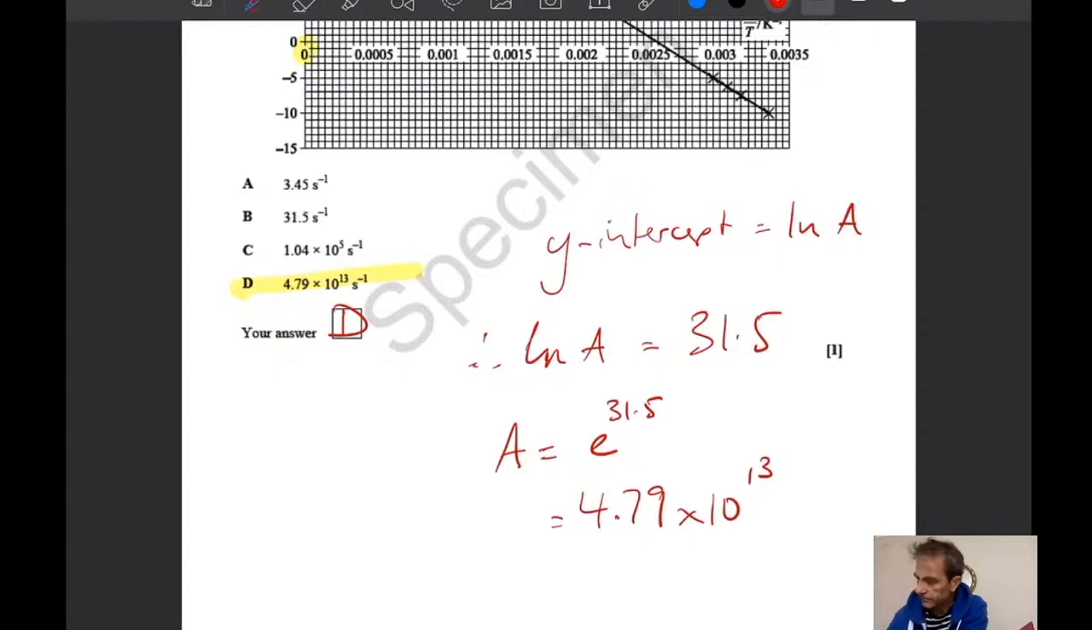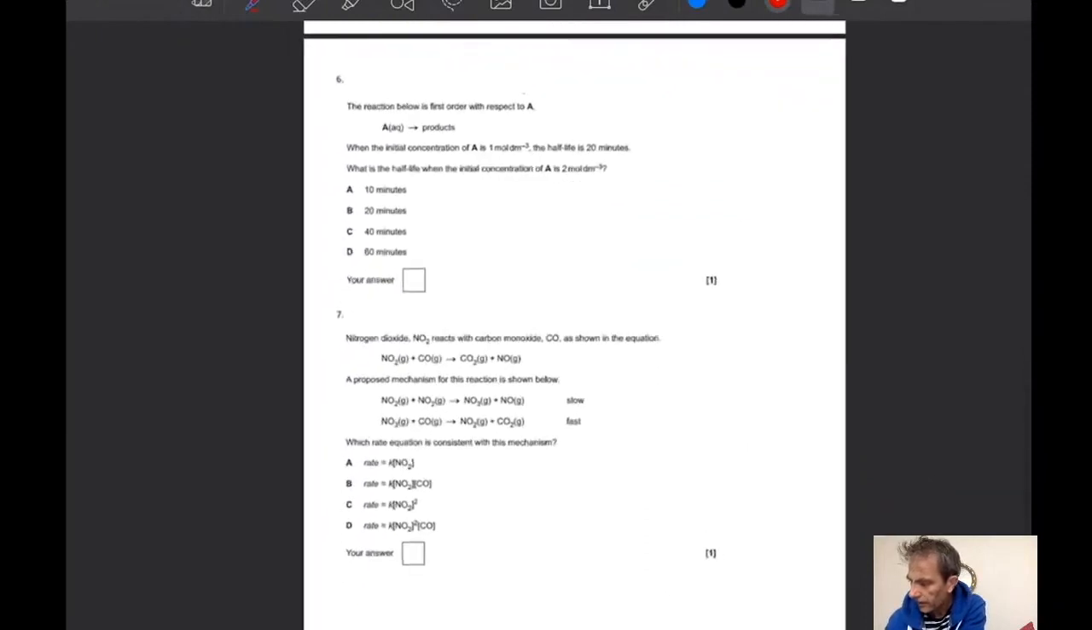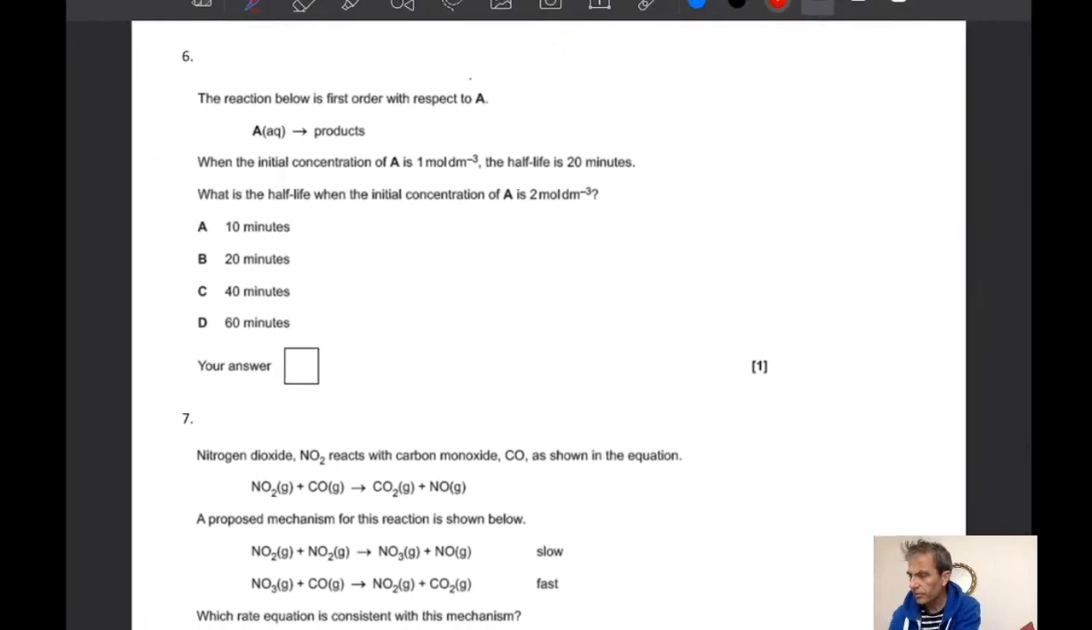Nearly finished. Right, okay, final page. 2 more multiple choice questions. So we've kind of already had this question. It kind of has already been tested, the theory here.